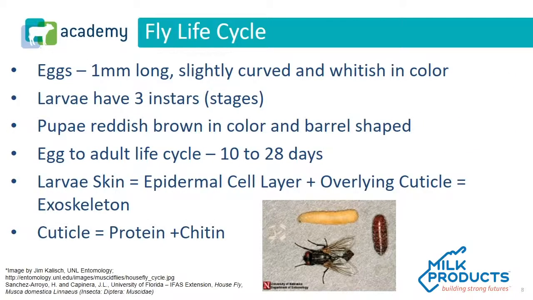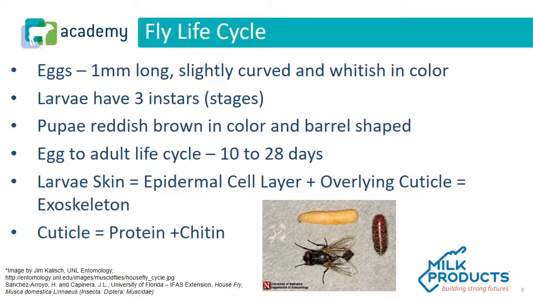If you look at the specifics of the fly life cycle, the eggs are about 1 millimeter long, slightly curved and whitish in color. They're detectable to the naked eye, but they're hard to see in manure. The larvae have 3 instars, or stages of development. After the 3 larval stages emerges a pupa, which is reddish-brown in color and barrel-shaped. From the pupae, they emerge as an adult, and the egg-to-adult life cycle is 10 to 28 days, depending on species and climate conditions.